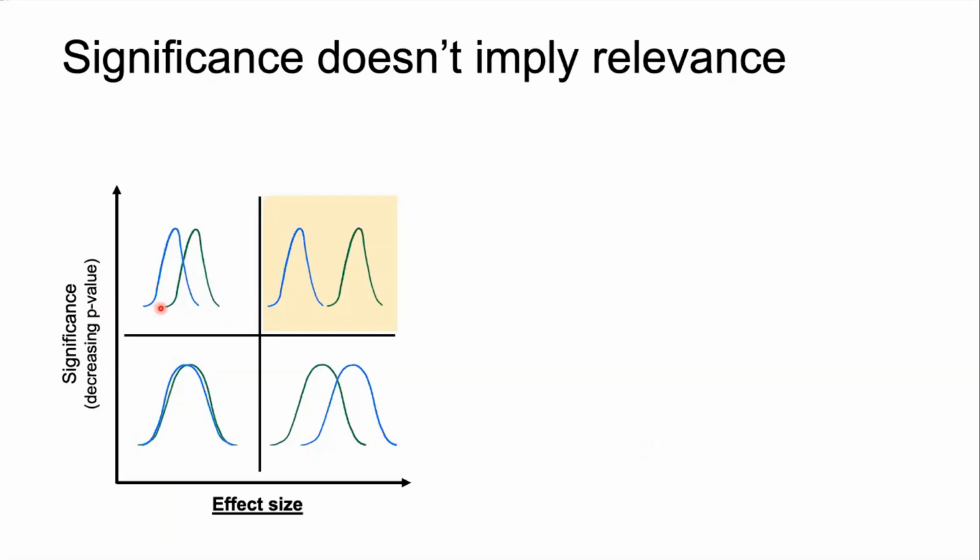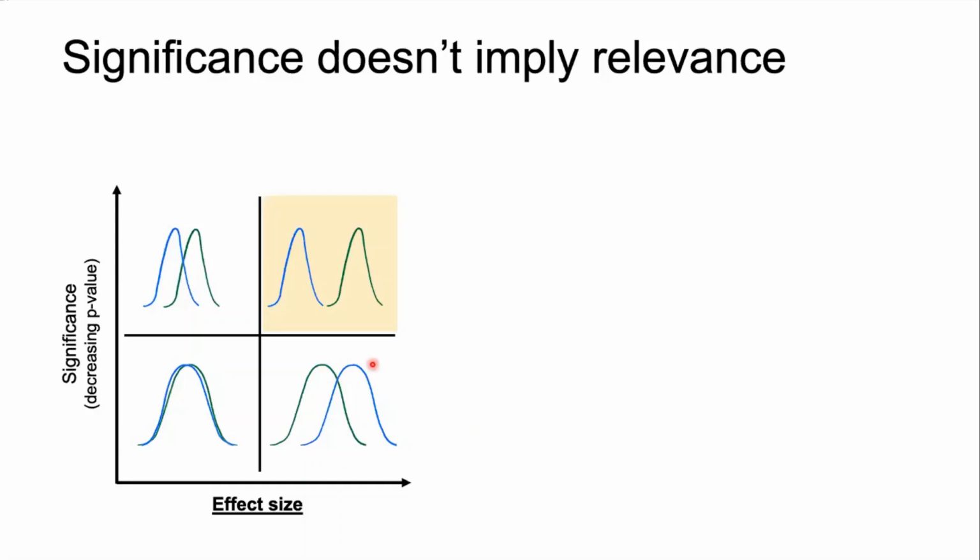Your significance might be high if you have very little overlap between these two distributions. But because the peaks are so close to each other, the effect size might be small. Where you really want to be, as with all 2x2s that consultants show, is in this top right quadrant where you have good separation between the peaks and there's minimal overlap between the two distributions.